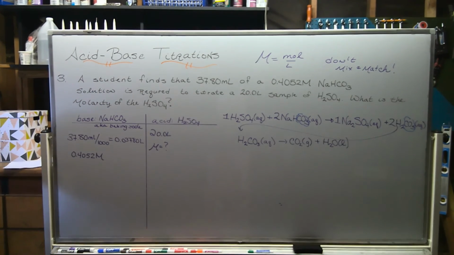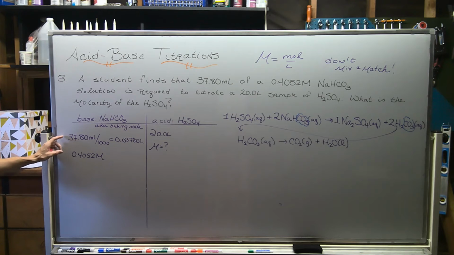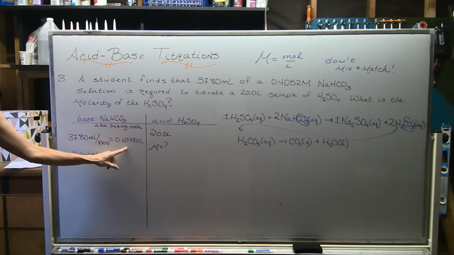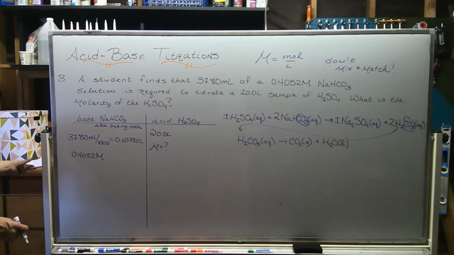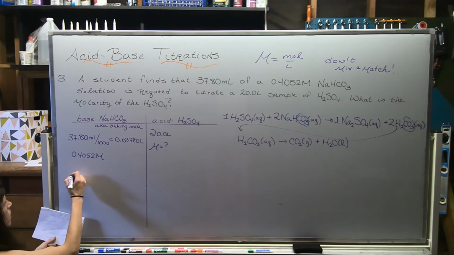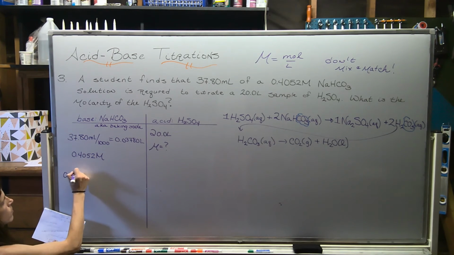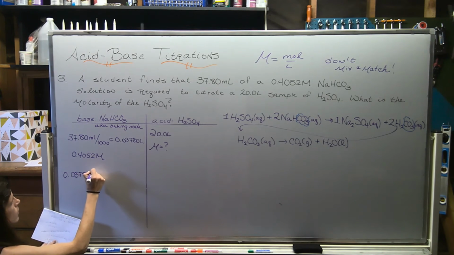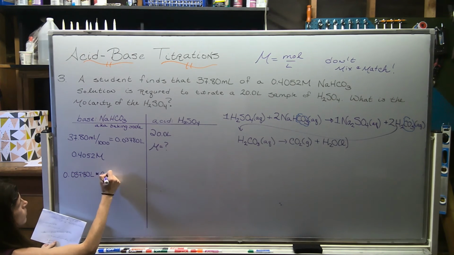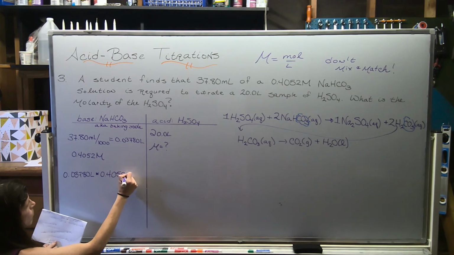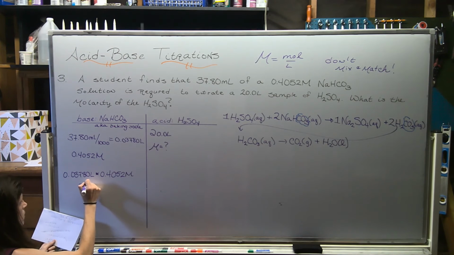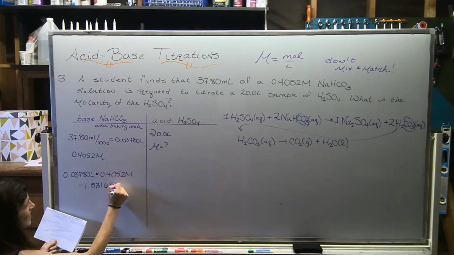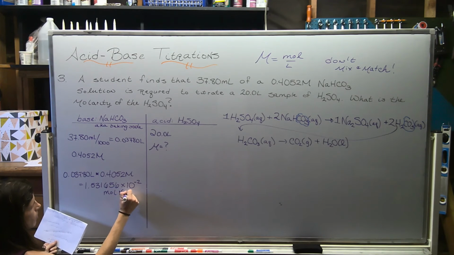All right, so I'm going to approach this the same way. I ask myself, do I have enough information to solve for moles? Well, definitely on this side, with the volume and the molarity, I can use those two values to solve for moles. So I'm going to do 0.03780 liters times 0.4052 molar, and that gives me 1.531656 times 10 to the negative 2 moles of sodium bicarbonate.